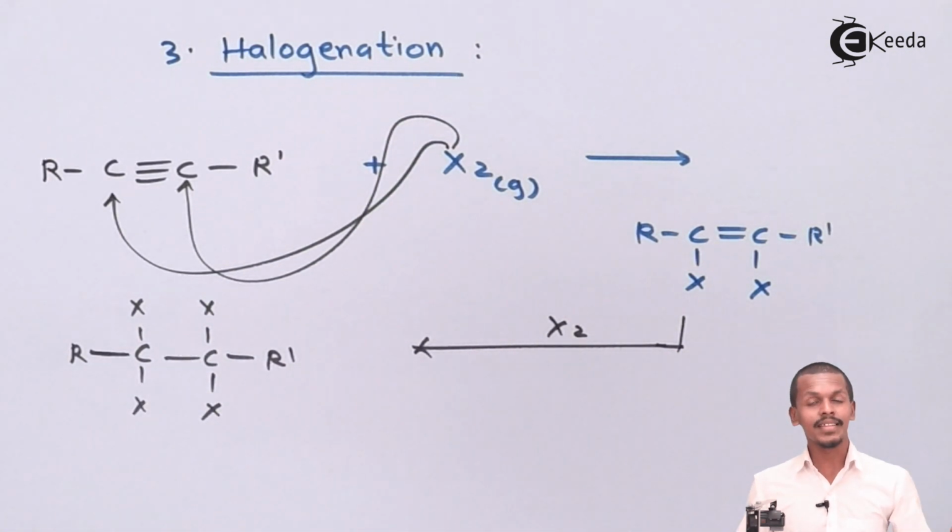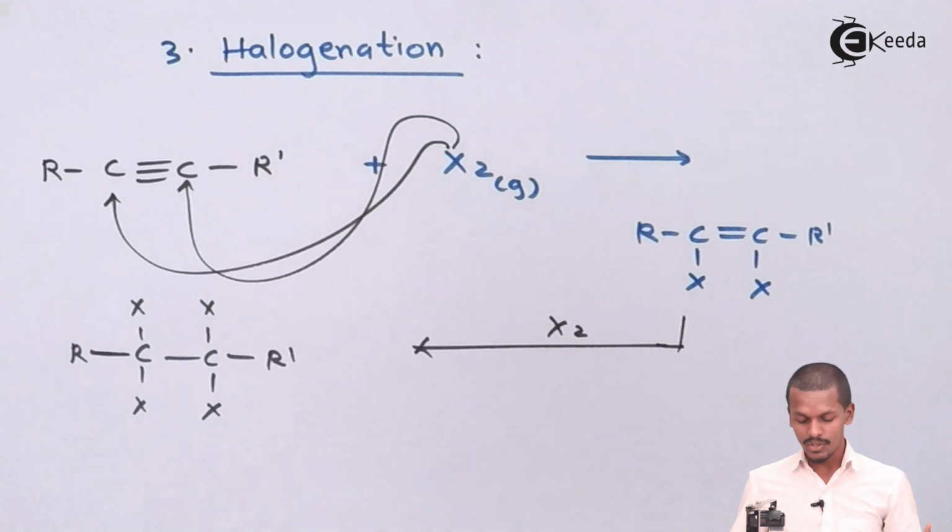So in this case we are getting basically a tetra haloalkane. Therefore, this is a tetra haloalkane that we are going to obtain when the halogenation process takes place twice. Now let me introduce an example so as to make you understand.